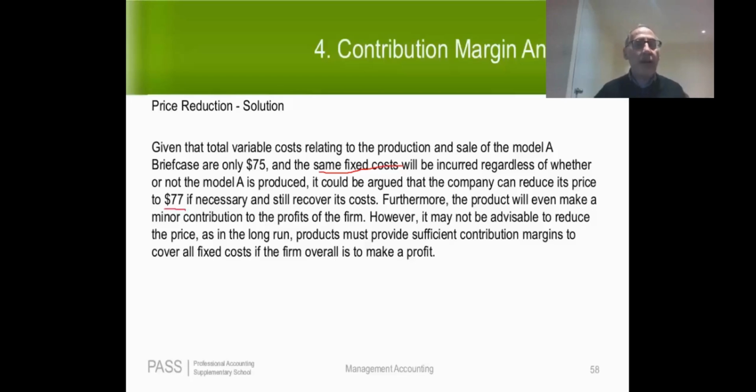So at the end of the day, you could make the argument the incremental costs are the variable costs, which are $75 a unit. If they can get a price of $77, they're making a small profit. And that's what I mean over here when I say, furthermore, the product will even make a minor contribution to profits of the firm. However, here comes a big however. That does not mean that in a case scenario, I would then say, okay, you can reduce your price, you'll still make a couple of dollars per unit, and you'll live happily ever after.